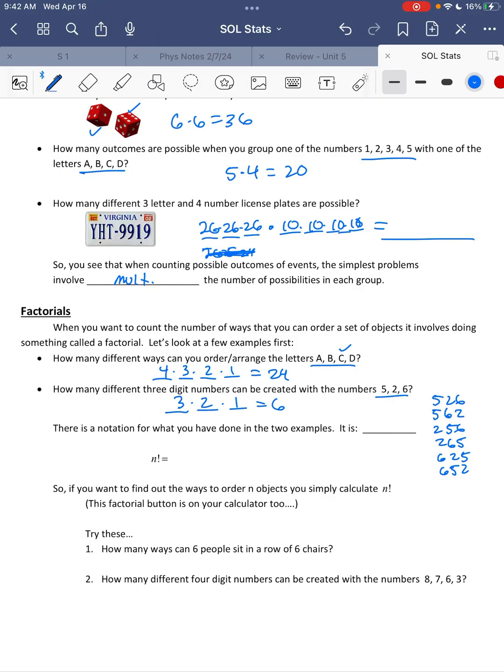So the notation for what we've done, when we're taking a number and then multiplying it by 1 number less each time until we get down to 1, is an exclamation point.